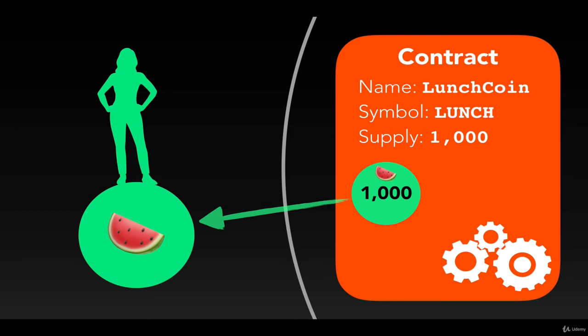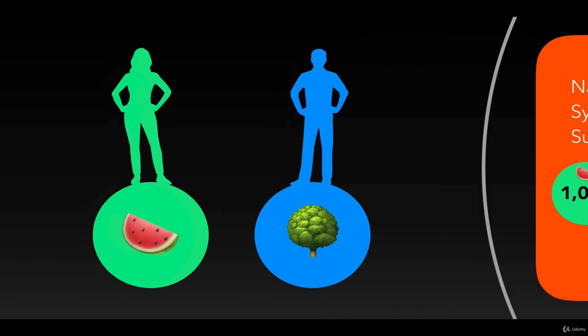Okay. Now, how does she distribute the tokens? Well, pictured here is Tree Man. And Tree Man is a student and needs some lunch tokens. Or maybe he's a teacher because he's about to get 500 of them. Now, how would watermelon person transfer tokens to Tree Man?